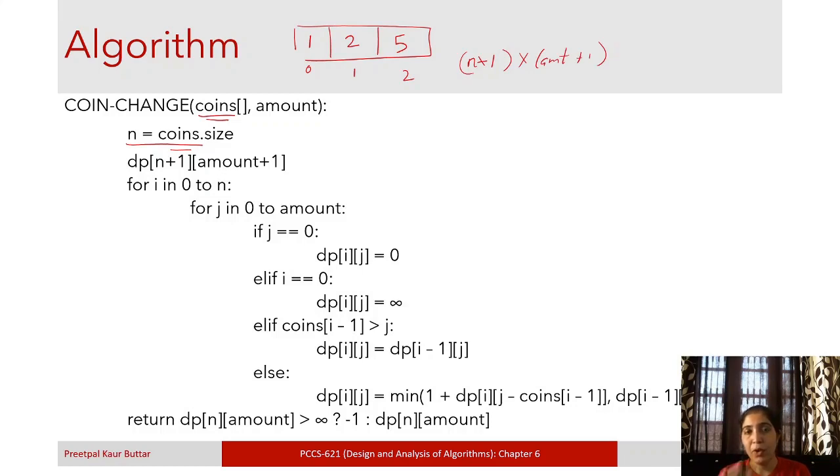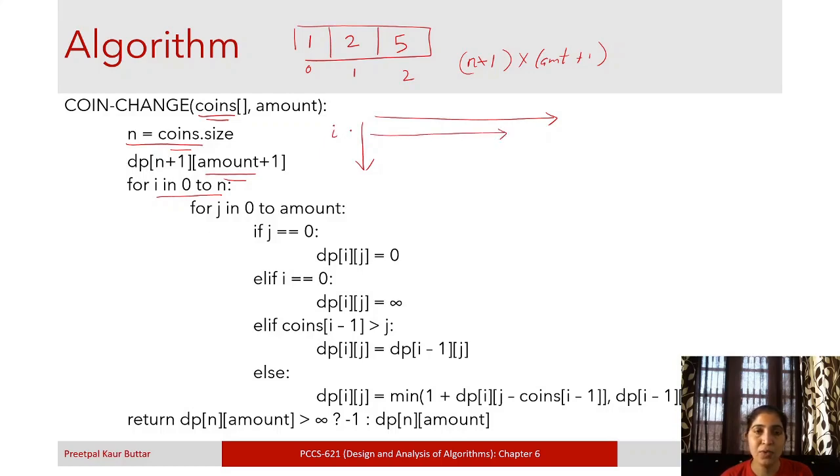So the number of rows in the array dp is equal to the number of coins plus 1. Plus 1 because we also include a row for when we do not have any coin, for 0 coins. And the number of columns is equal to the amount we are trying to make plus 1. Then there are two loops, the i loop and the j loop. The i loop iterates over the rows and the j loop iterates over the columns. The outer loop is the i loop, which means we are solving it row-wise.